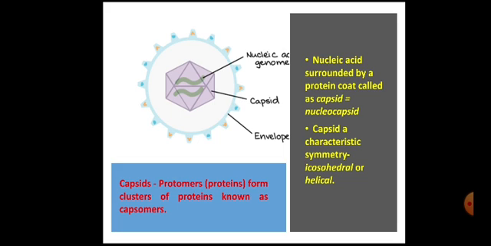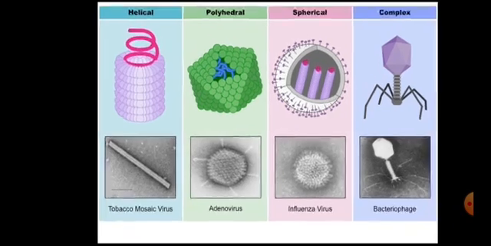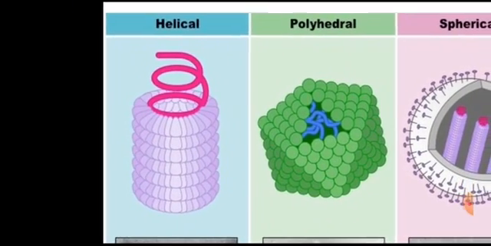Capsids are made up of protein units called protomers. These protomer units come together and form clusters of proteins. They are called capsomers. In short, the big units are capsomers and their subunits are protomers. These are a few different shapes of viruses. All these are the shapes of capsid. First one is the helical shape of capsid.